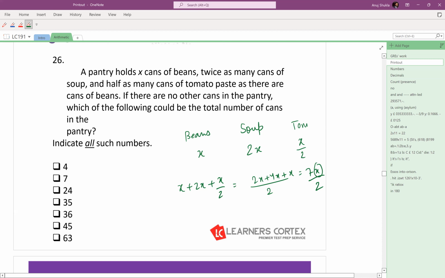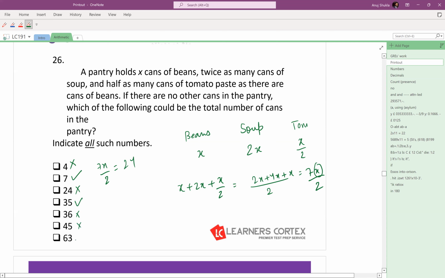So what could be the other value? So 7X by 2, what you can do? First of all, you equate this 7X by 2 to all the numbers. If you get X value as integer, then that is the answer. So 7X by 2, first you put the value 4. Are you getting X value integer? No. So this is not the answer. 7X by 2 value 7. If you put 7, yes, you get the integer value. So this is correct. 7X by 2 value 24. Again, you will not get an integral value. So this is not the correct answer. 35, yes. 36, no.